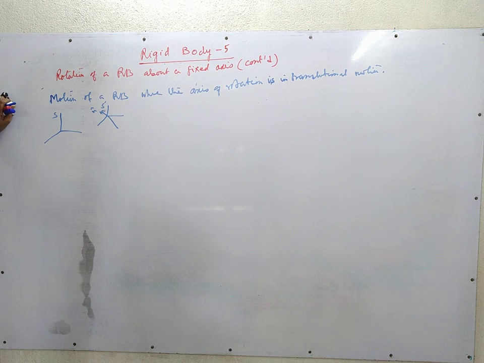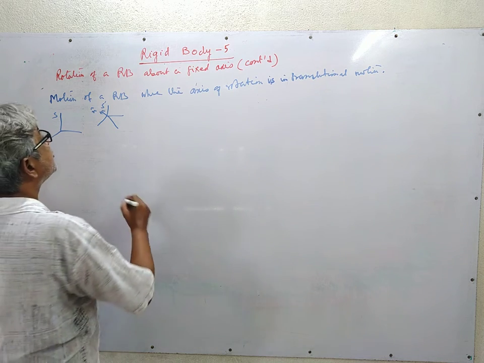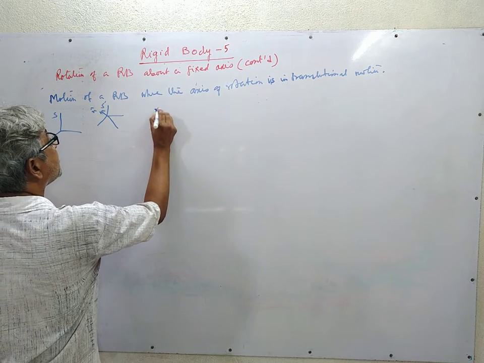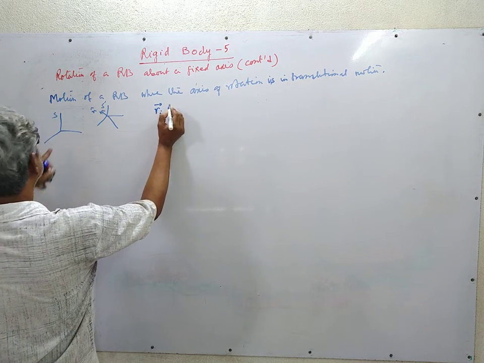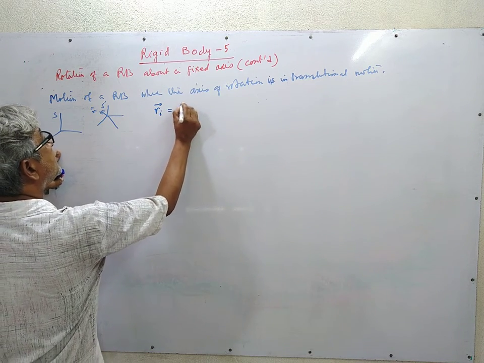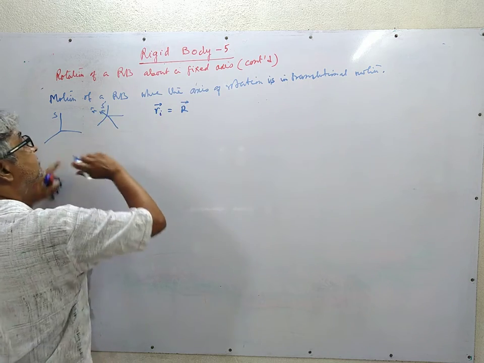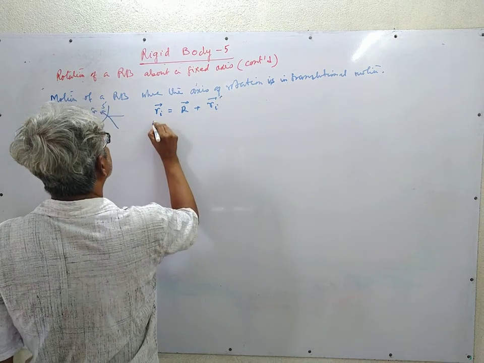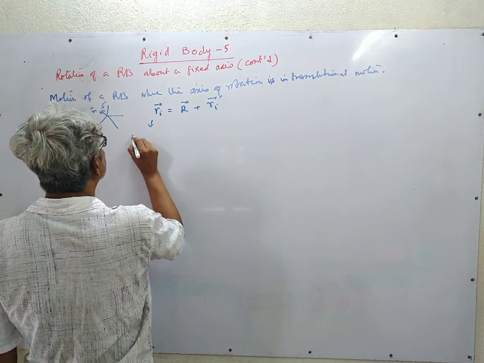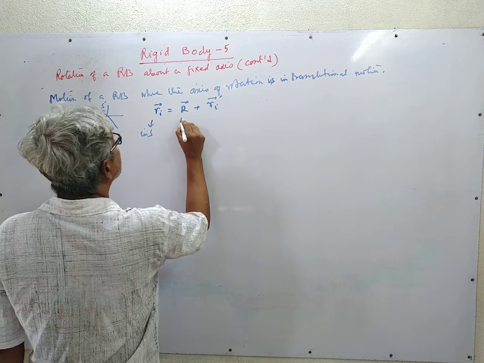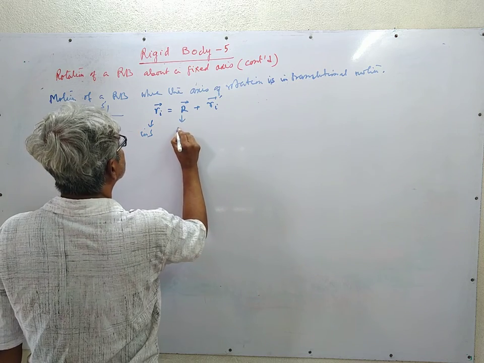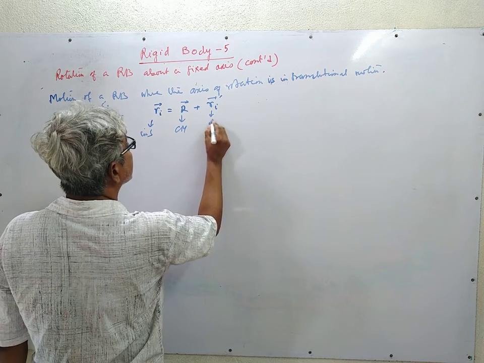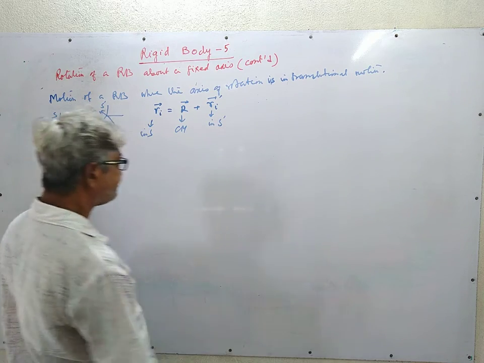In this case, if we consider the position of a particle, denoted by r in S, then this is the R center of mass coordinate, and this is the ri prime. So this is the position in S, this is the position of the center of mass, and this is the position of the ith particle in the S prime frame.